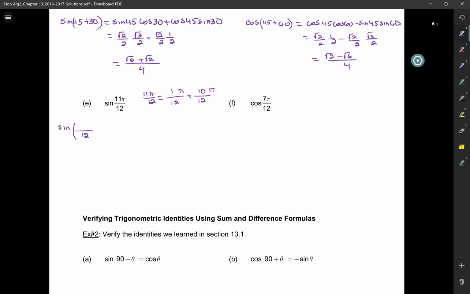5 and 6 will work. No, they won't work. Why would 5 and 6 not work? Because 5 over 12 is not a special angle. What about 3 and 8? Let's see. 3 pi and 8 pi will give you pi over 4 and 2 pi over 3. So this will be pi over 4 plus 2 pi over 3. Do you see how? Oh, pi over 4, sorry.